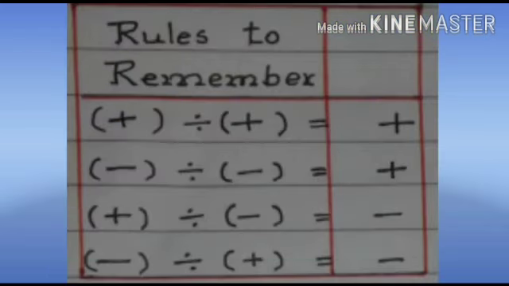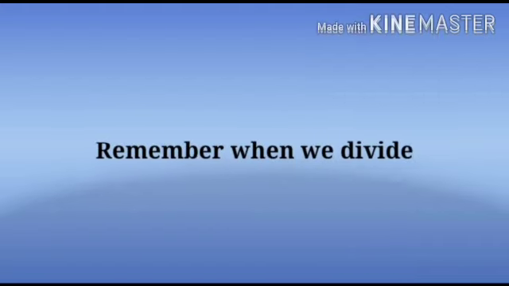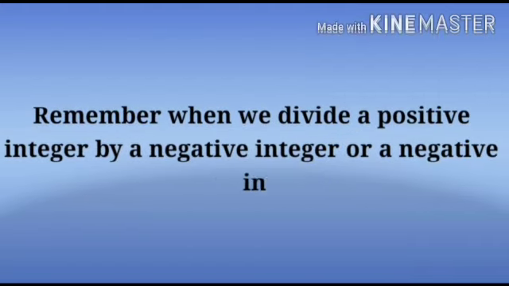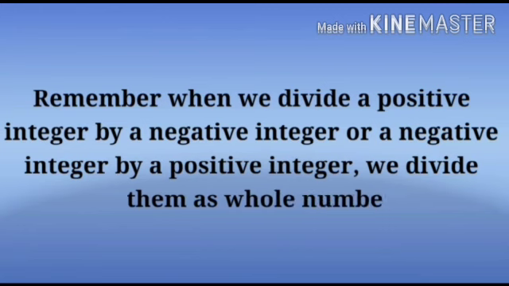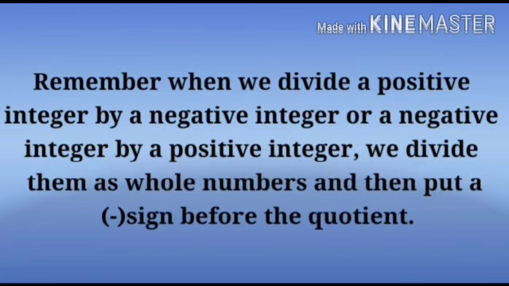Remember these rules of division. Plus divided by plus is equal to plus. Minus divided by minus is equal to plus. Plus divided by minus is equal to minus. Minus divided by plus is equal to minus. Remember, when we divide a positive integer by a negative integer or a negative integer by a positive integer, we divide them as whole numbers and then put minus sign before the quotient.